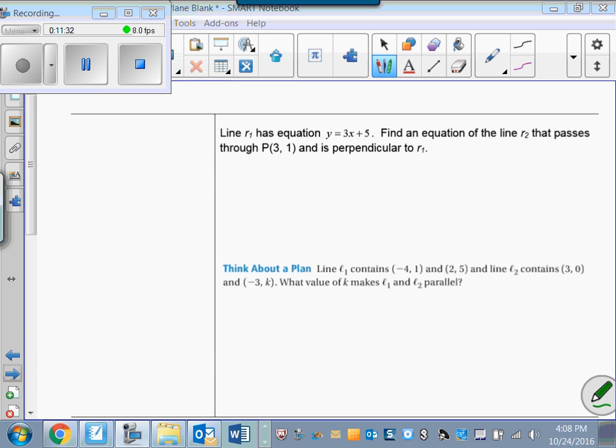All right, here's another example for us. Line R1 has an equation of y equals 3x plus 5. Find an equation of a line R2 that passes through this point, oh, and is perpendicular. Okay, well, we're going to do just what we've been doing, only this fact that this line is perpendicular tells us that the slope of this line R2 is going to be what? It's going to be negative 1/3, right? So now that you know the slope, you've got a point, so pause right here again and work this problem and then come back and check.